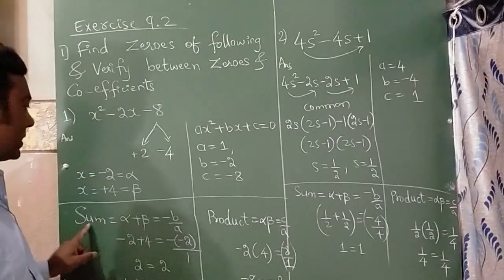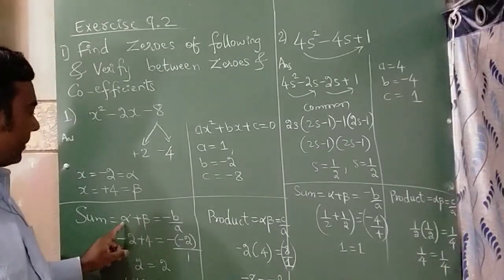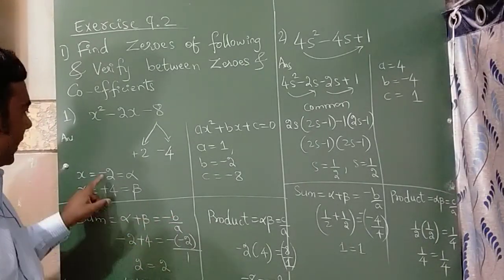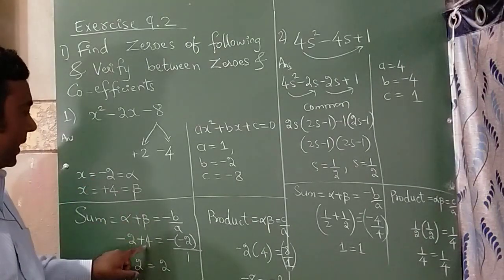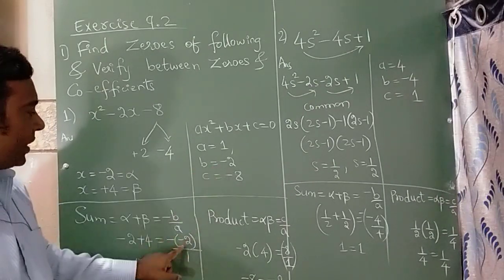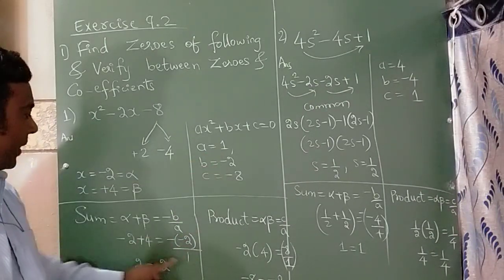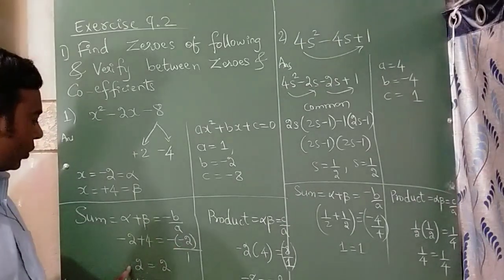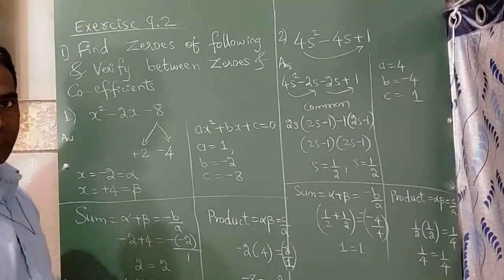Fine. Now sum and product. Sum: alpha plus beta is equal to minus b upon a. Alpha is minus 2 plus beta is 4, is equal to minus b, where b value is minus 2, and a value is 1. 4 minus 2 is 2. Minus into minus is plus 2. So 2 is equal to 2. LHS is equal to RHS.